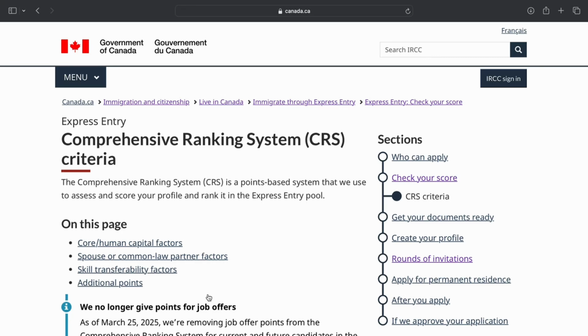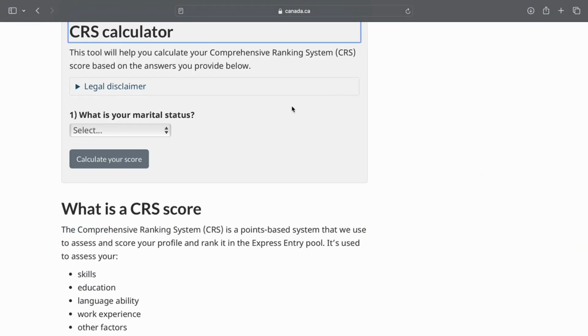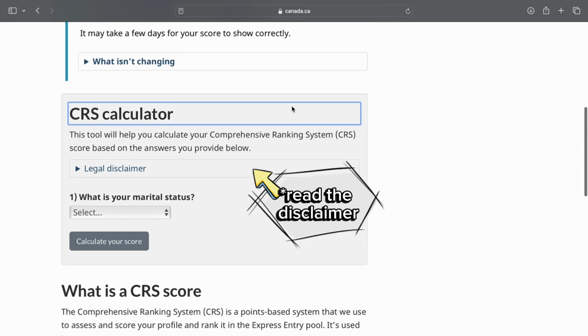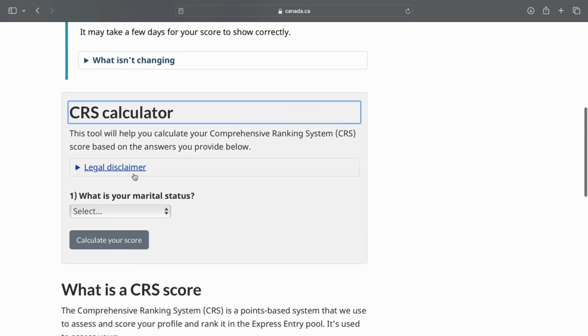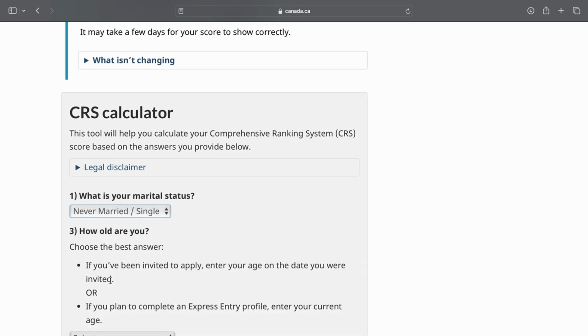Now, this page explains the comprehensive ranking system, but since we're trying to calculate a score, we'll go ahead and click on CRS Calculator. Once you get here, you'll see a legal disclaimer. You can watch the video if you want, but we're going straight into the questions. The first question is, what is your marital status? You'll see a list of options, just pick the one that applies to you. For this example, we're using a graduate profile, so we'll assume this person is single.